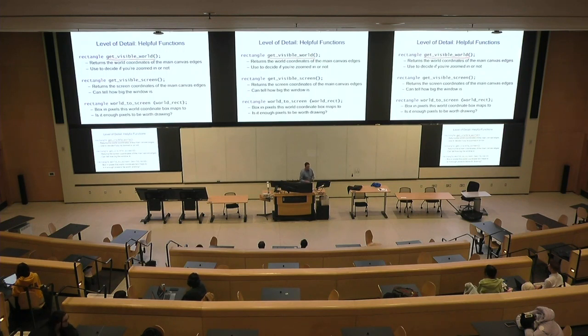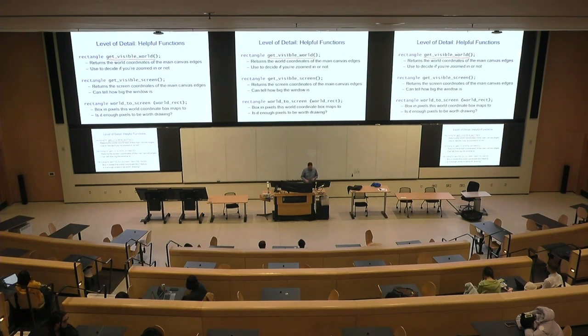So if you called this right after you start the graphics, it's just going to give you back the same initial world that you specified. But if you've zoomed in 10 times, you're going to get back a rectangle that is much smaller in terms of the coordinates, because only a small part of your coordinates are visible on the screen. Does that make sense?